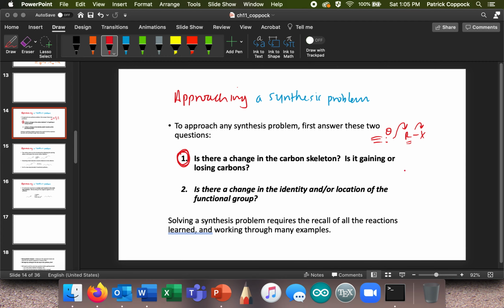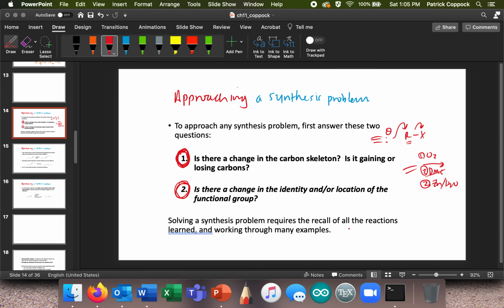Or if we need to decrease it, we can decrease it with ozone in DMS or zinc and water. Remember this reaction? So first thing, are there any changes in the carbon skeleton? And you do that by numbering the carbons with your pencil, right? Don't do it with your eyes. Number two, are there any changes in the identity and/or location of the functional groups?